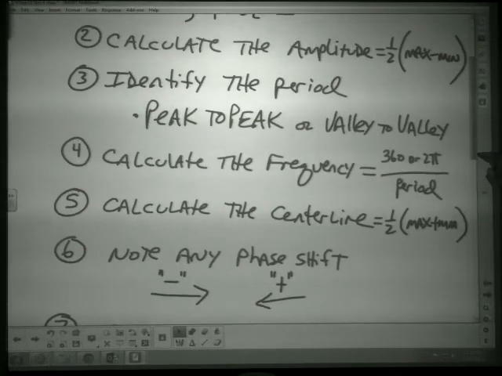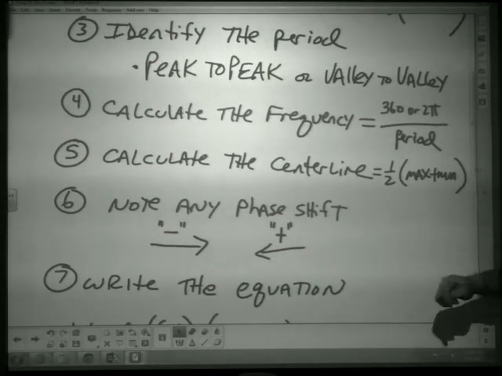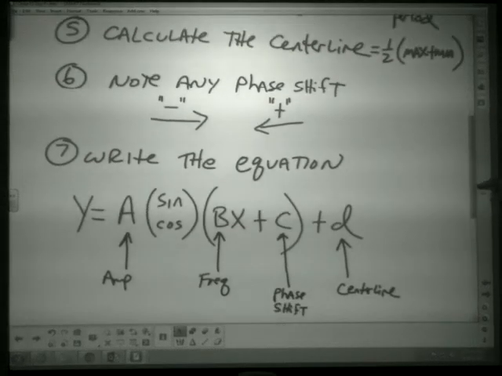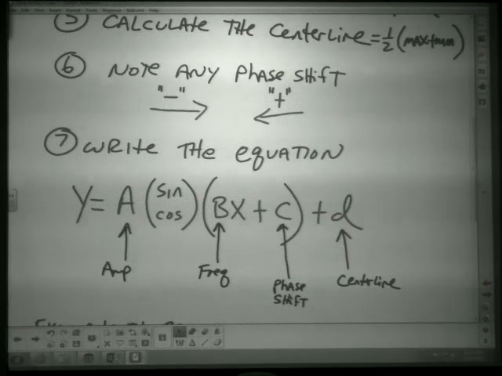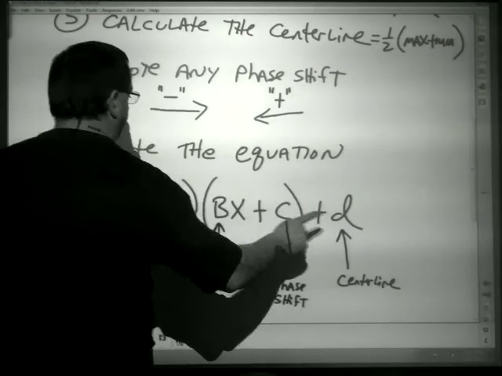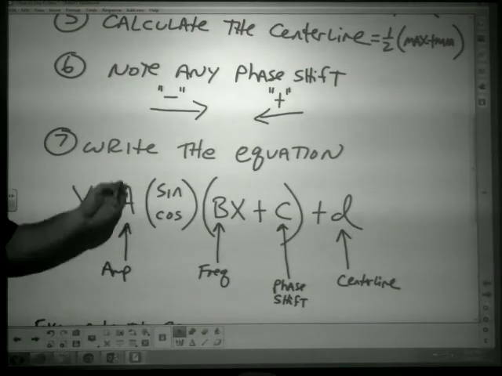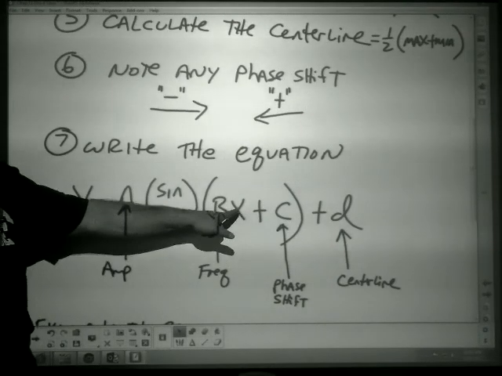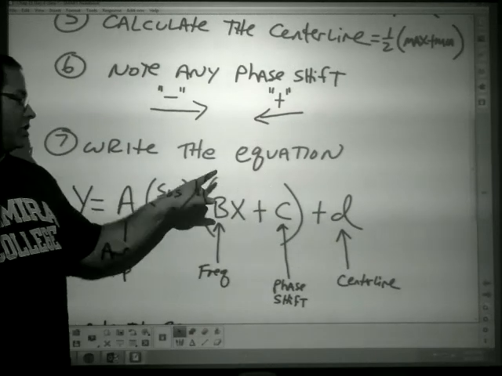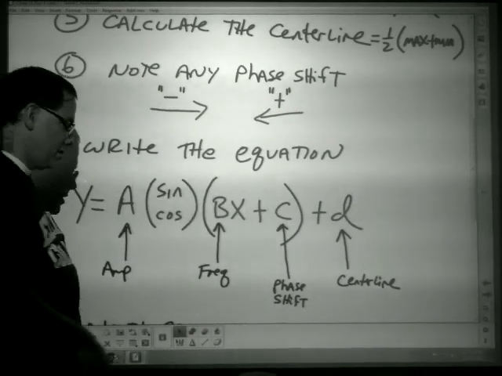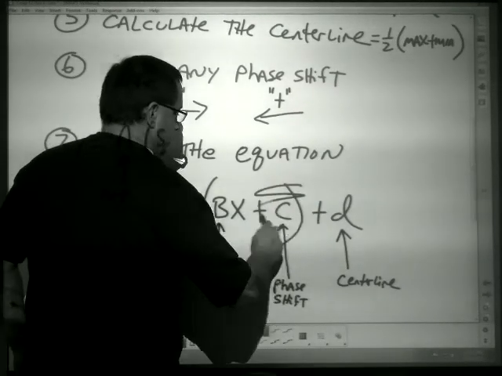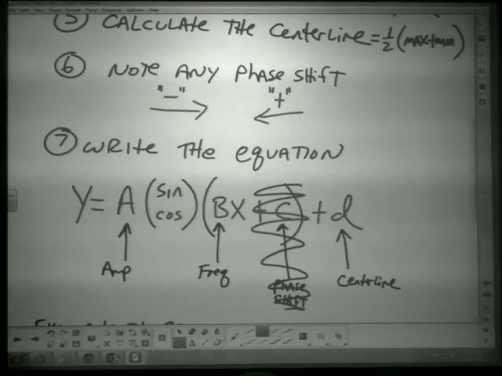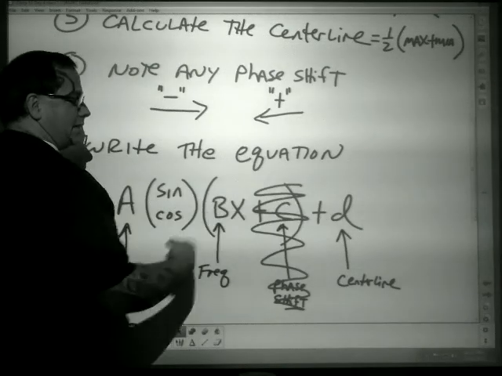Phase shifts we really won't do until pre-calculus, so you won't have to worry about phase shifts. But if this was pre-calc, you would. And then you're going to write the equation, and the equation has the same format we've been working in. The amplitude, and then it's either sine or cos, the frequency, the x. Now, if there is a phase shift, it would be located inside parentheses. For our business, you can pretty much forget about phase shift. Okay? Center line gets tacked on at the end.